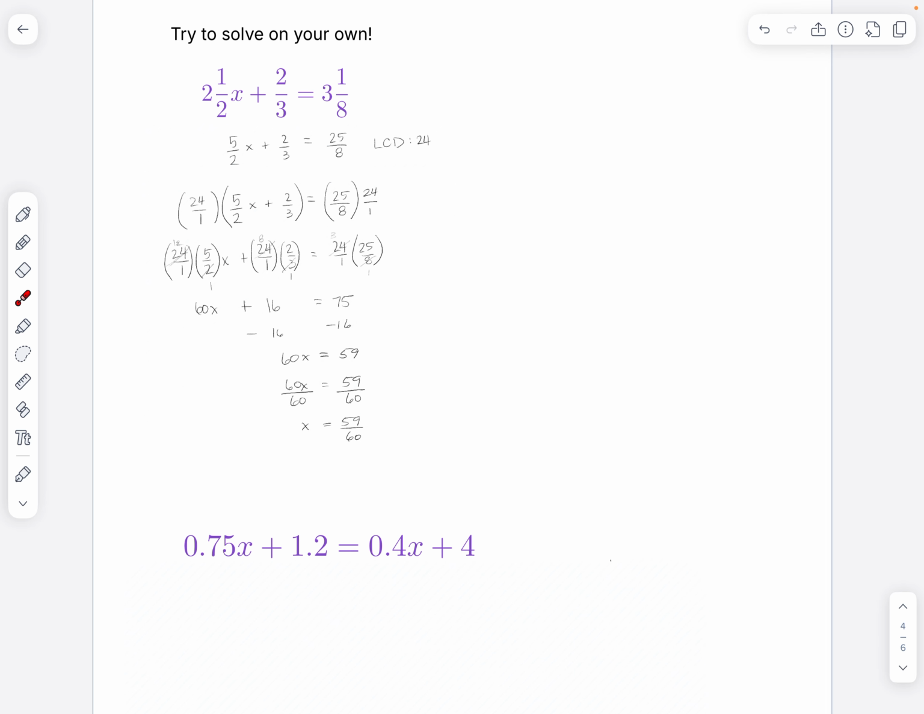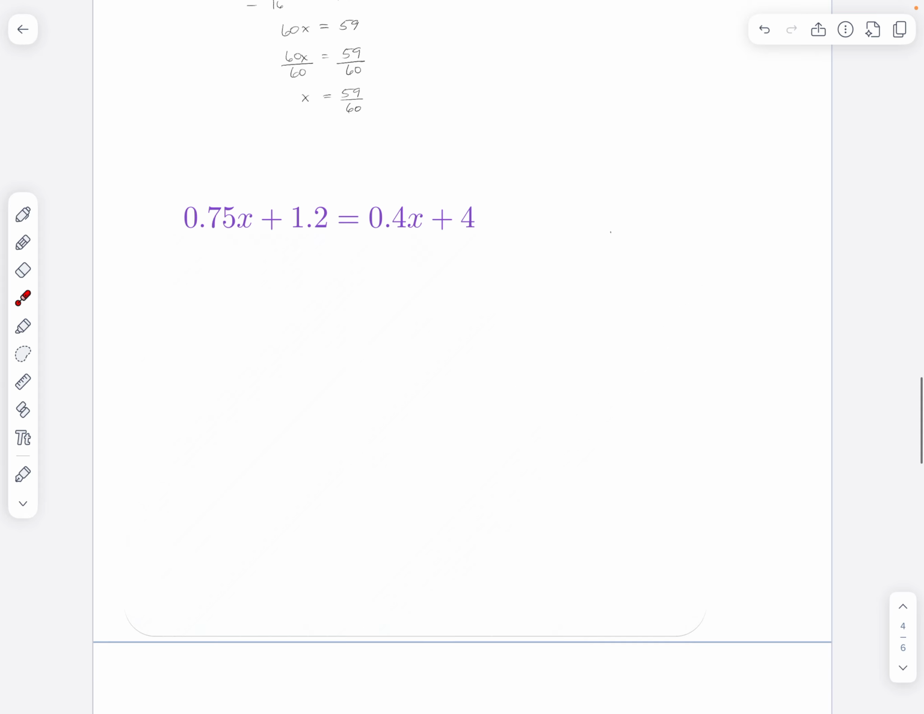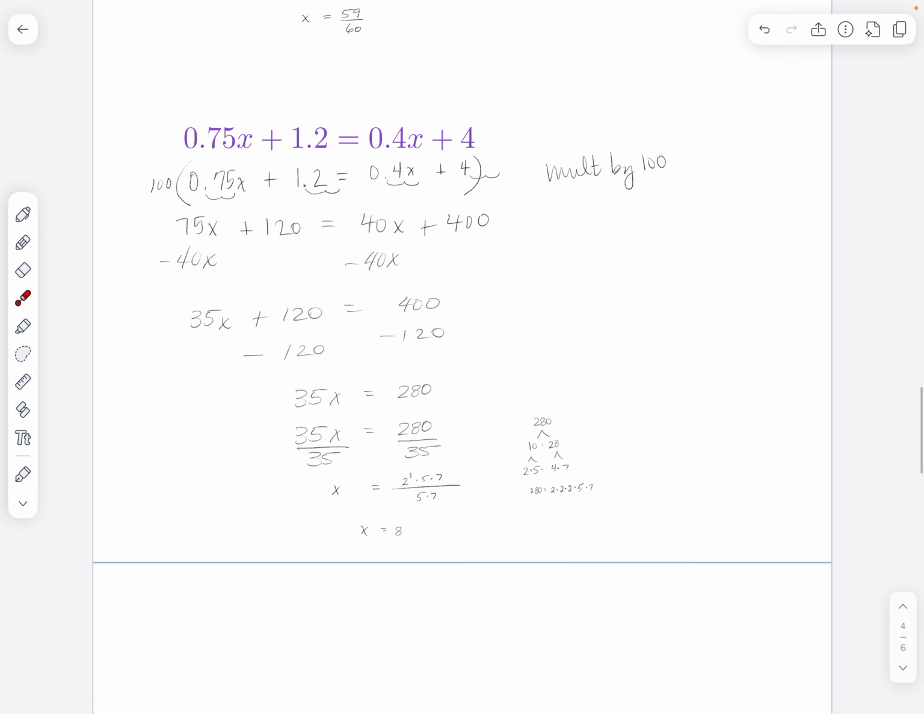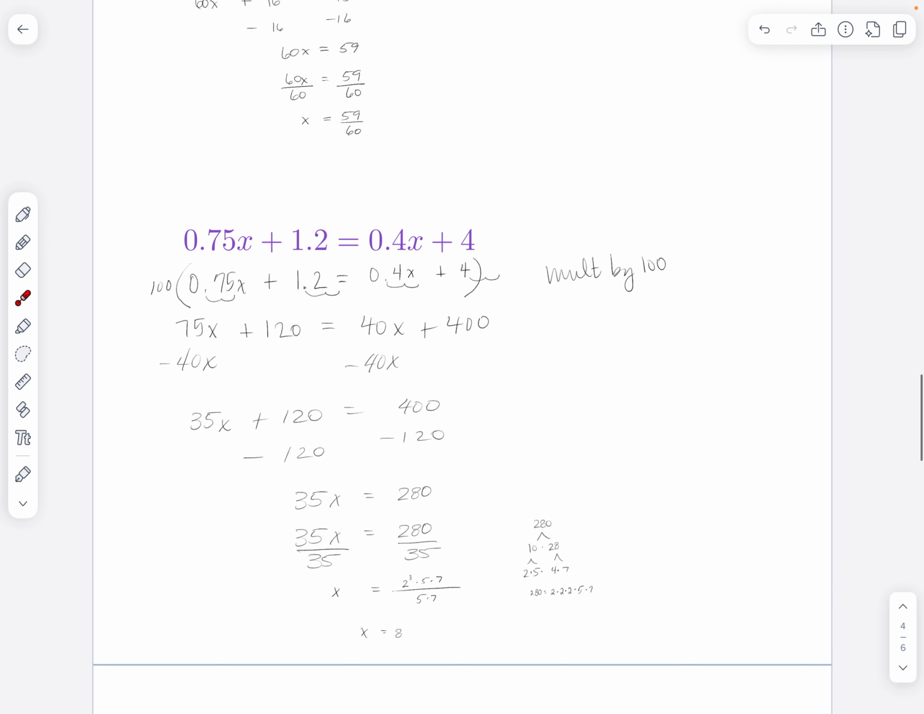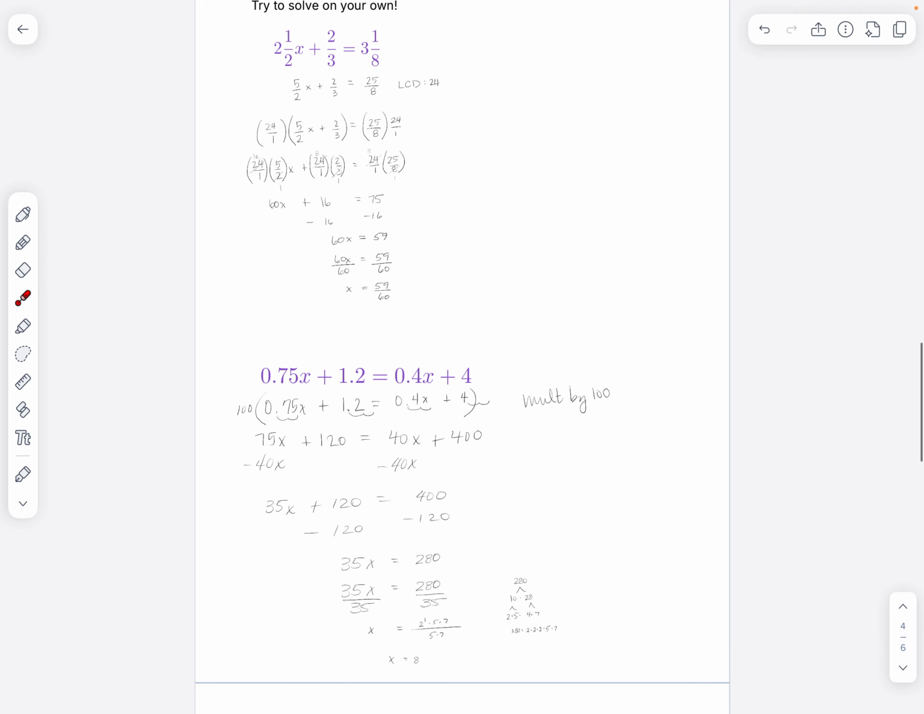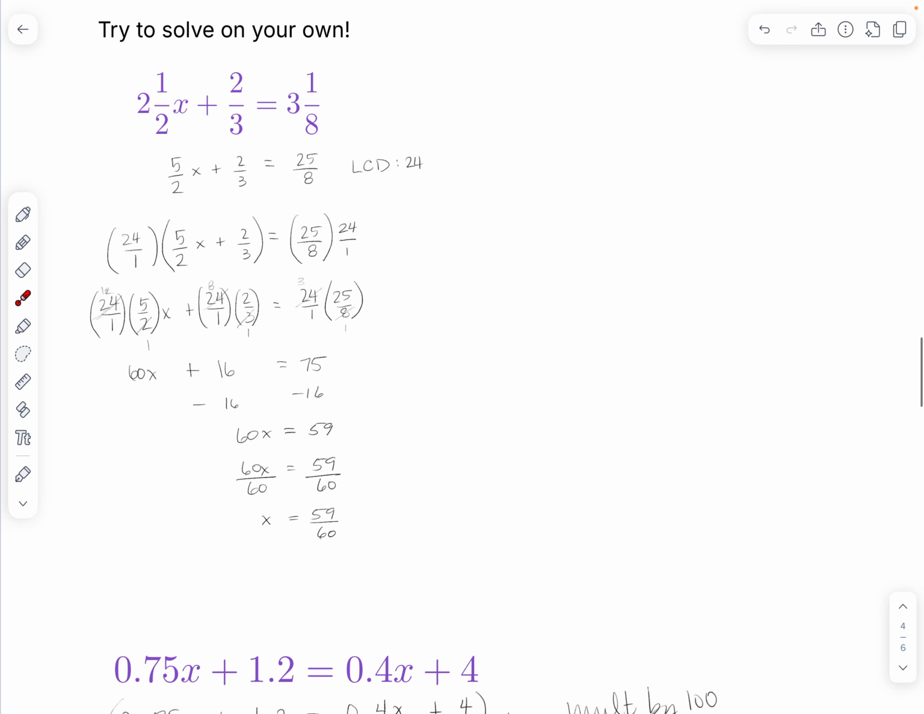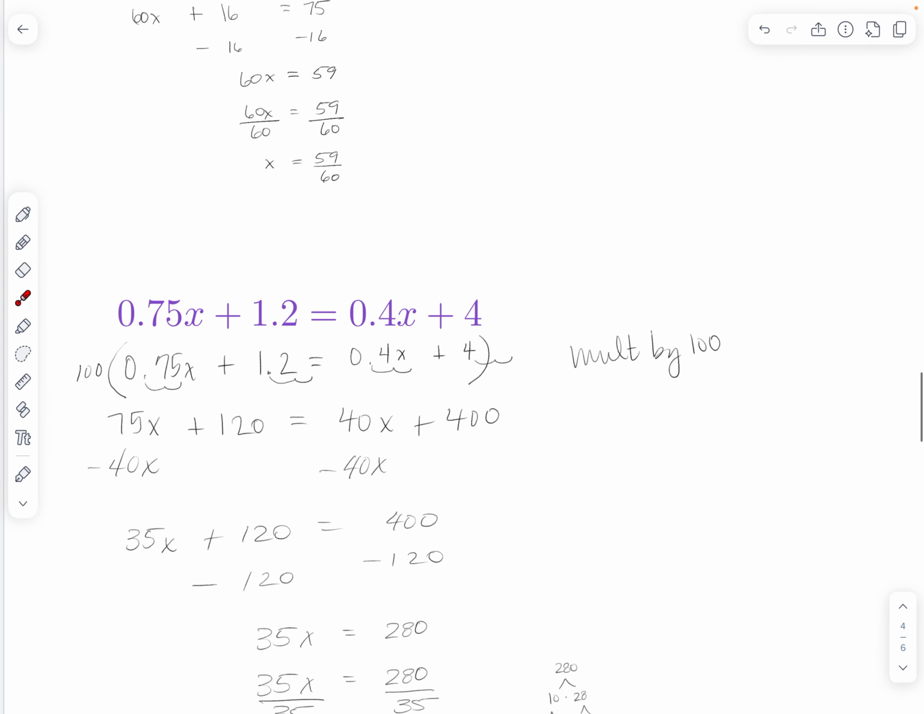All right, hopefully you've worked that out on your own. Here is the first one. You should have gotten an x is equal to 59 over 60 for your final answer. And for the second example, you have an x is equal to 8. So if you did not get those correct, then please take the time to pause the video and take a look and see if you can figure out where you went differently. If you're showing your work correctly, you should be able to see where you went the wrong way.